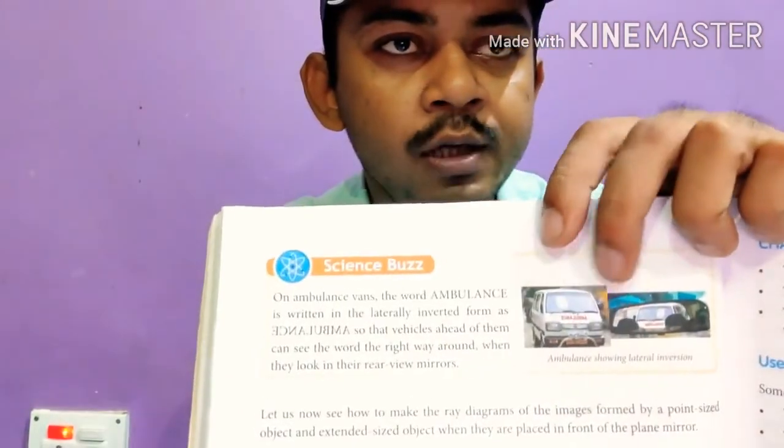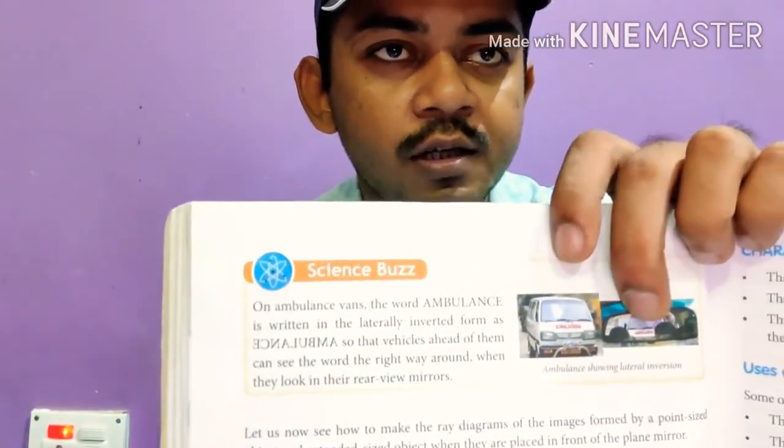I don't know if I told you this that day or not, but I will tell you again. If you see an ambulance, this is lateral inversion. Next time, just have a look and pay attention to what is written in front of it. It is written opposite. Ambulance is written there, but always in reverse, so that when you see it in the rear view mirror of your car or bus, you can simply read ambulance. Other things you can't read.